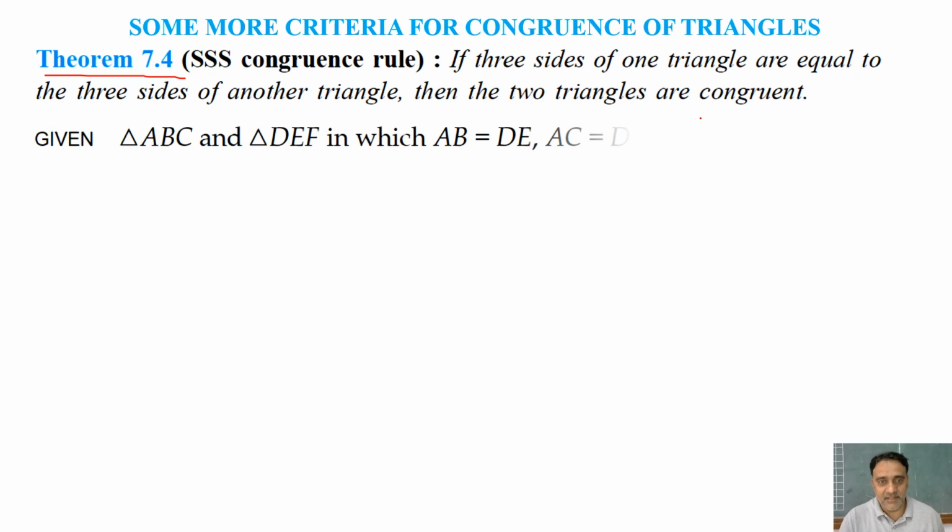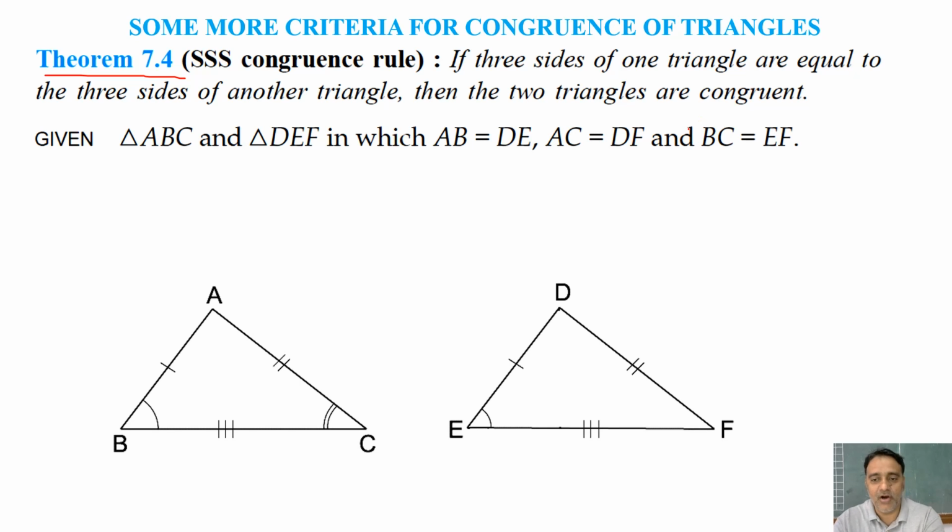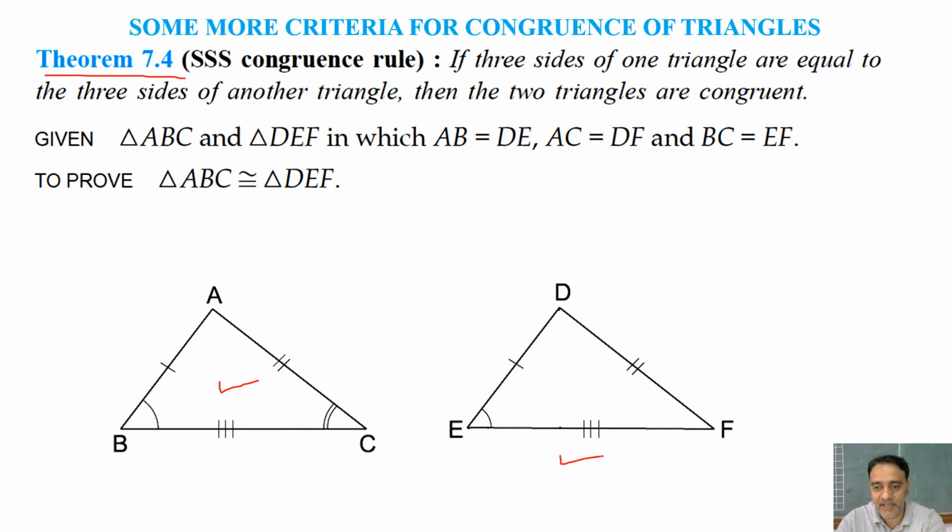Okay, so see this figure first. All corresponding sides are equal. AB is equal to DE, AC is equal to DF and BC is equal to EF. This is given. And what we have to prove? The two triangles are congruent. So in this we will do one construction. We'll make the replica of this triangle here.